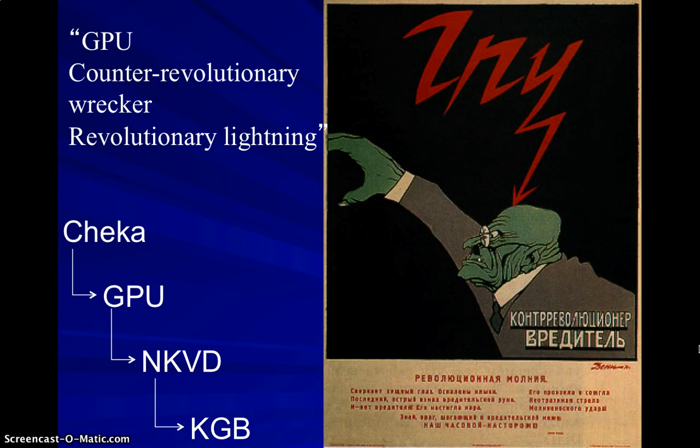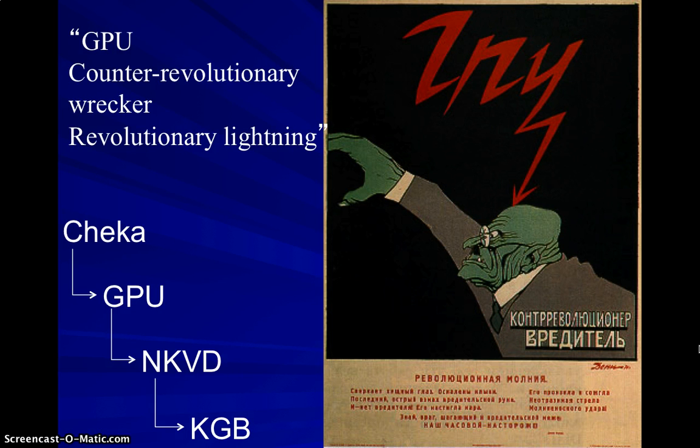He is someone who is going to destroy all of the gains of the Communist Party. So the GPU is the counter-revolutionary wrecker. They're the ones who ruin those individuals, and apparently by striking them with lightning. It's not the most evolved image, but it is an idea that the GPU is going to stop these individuals and restore, or at least maintain, the revolution.